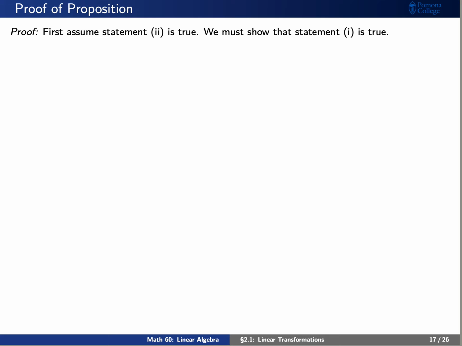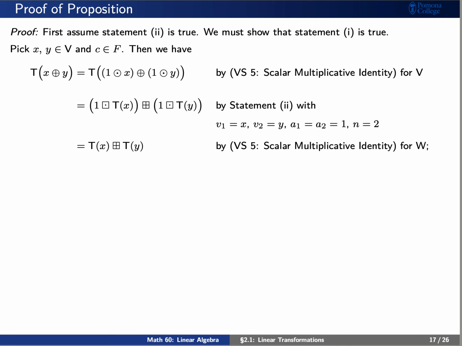Let's try to go over the proof of this to get a better idea of what this says. First, let's assume that T preserves linear combinations. We're going to show that T preserves vector addition as well as preserves scalar multiplication. To this end, let's pick two vectors x and y and a scalar c.